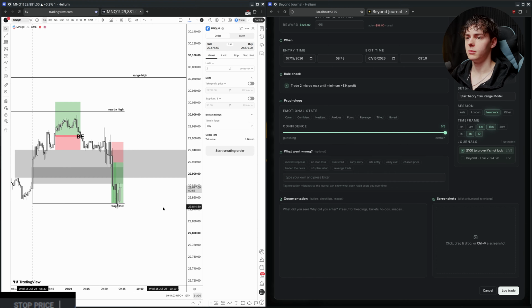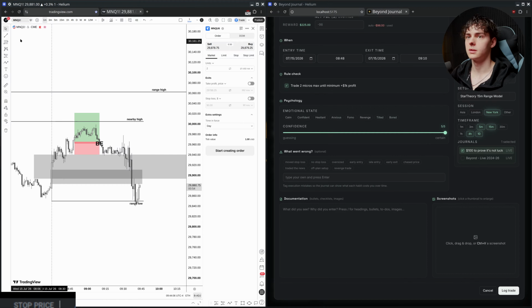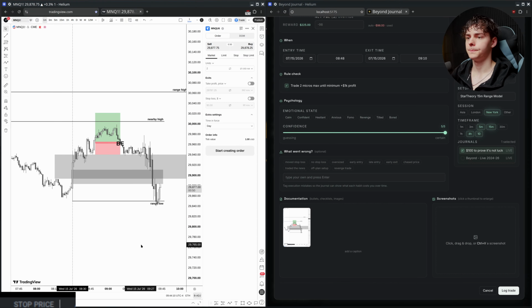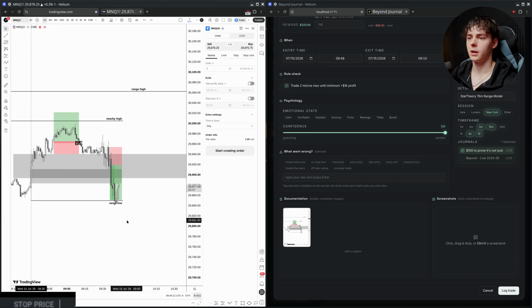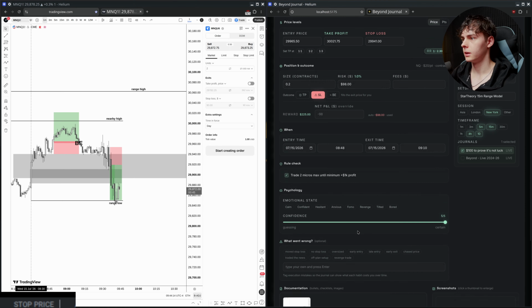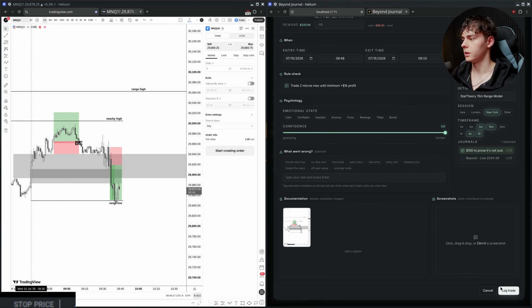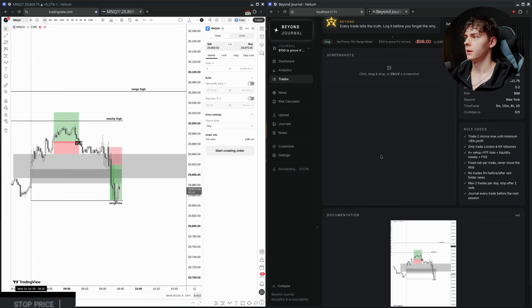Mistakes, I don't see any mistakes being done on that trade, to be honest, because it was a valid trade setup. Misidentified the range maybe, but definitely valid. So I don't think there was a mistake being done there. And yeah, we're going to be journaling all of that. There we go. So this was a loss.